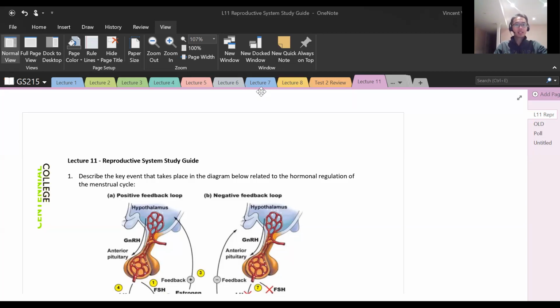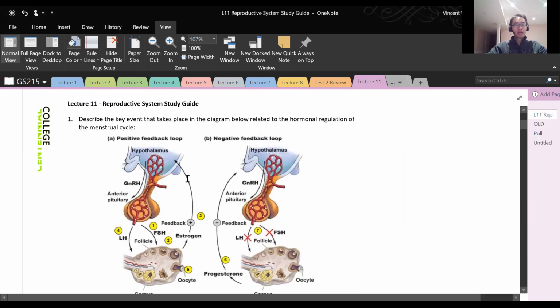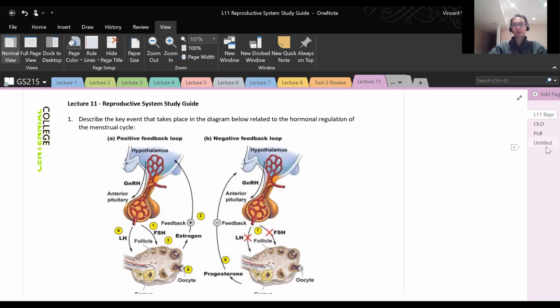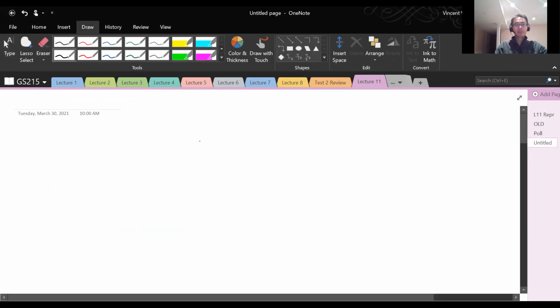The first question is: describe the key events that take place in the diagram below related to hormonal regulation of the menstrual cycle. This is something that is discussed in substantial detail in the lecture recording. So I'm going to try to explain it using a simplified diagram for you. Hopefully it will make sense. Okay, so a couple of key areas in the brain. We know that the hypothalamus helps regulate the hormonal secretion from the pituitary gland. Just to refresh that for you.